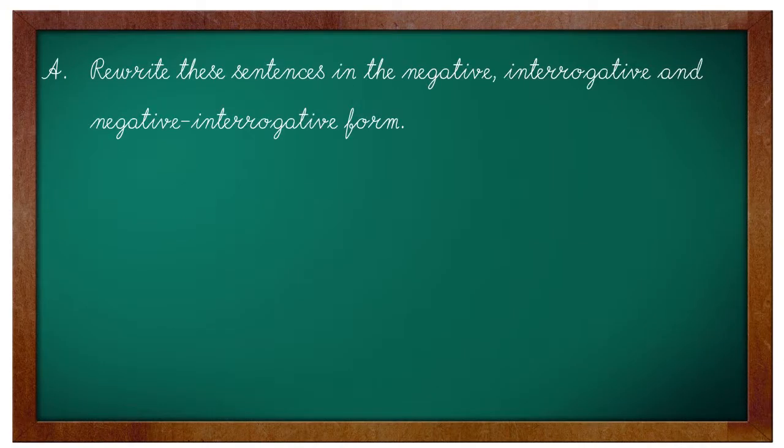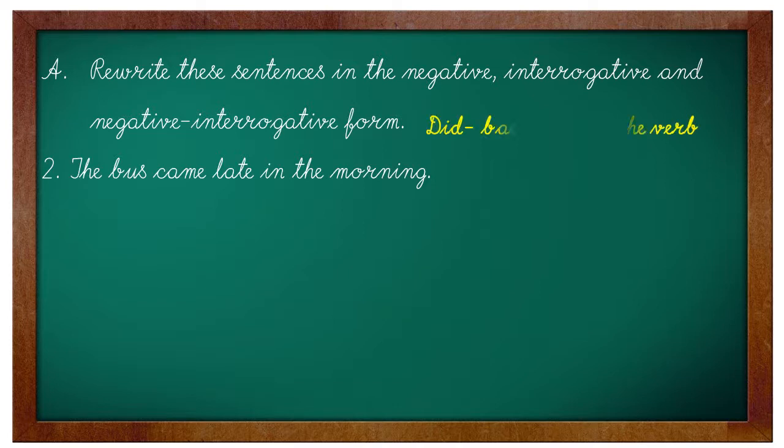On the basis of the explanation given, let's solve A main. Rewrite these sentences in the negative, interrogative, and negative interrogative form. First question is solved in the textbook. Let's start with the second one. The bus came late in the morning. Remember children, when you use did, always use V1 form of the verb, that is the base form of the verb.